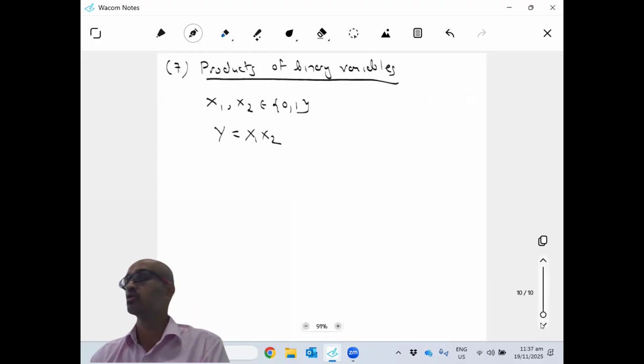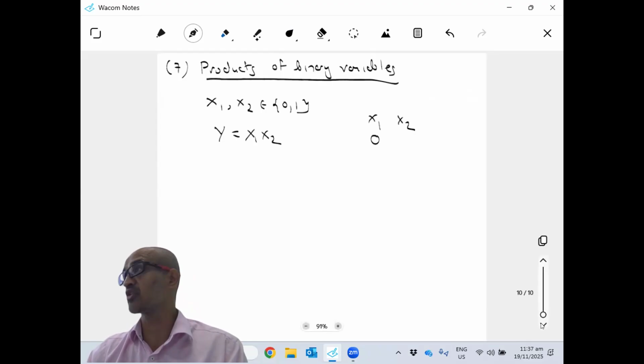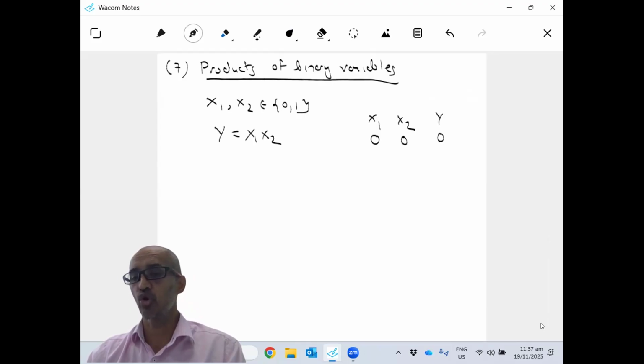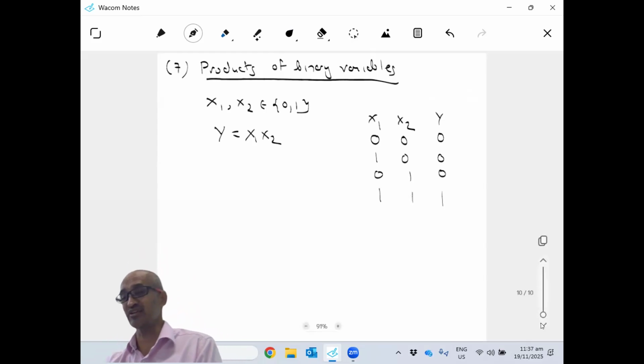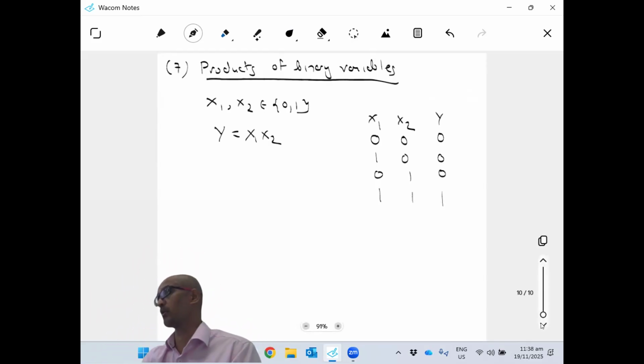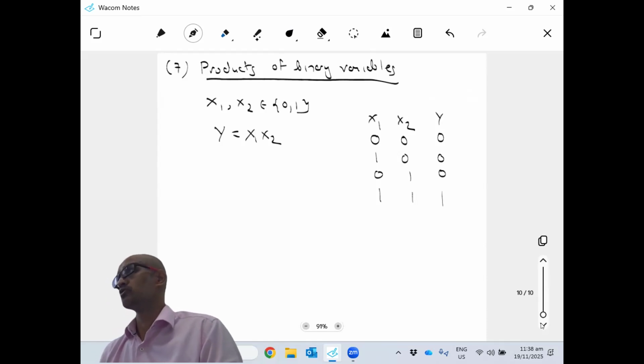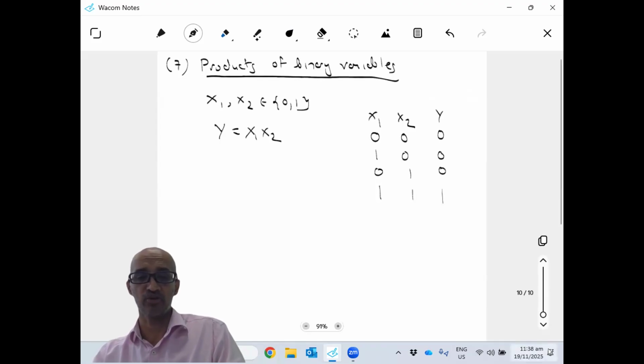So what will this variable take? Clearly when x1 and x2 both are 0, y is going to be 0. When any one of them is 0, y is still going to be 0. And if both are 1, y is going to be 1. That's what's called a truth table. Essentially, for every x1 and x2, what is the y value?